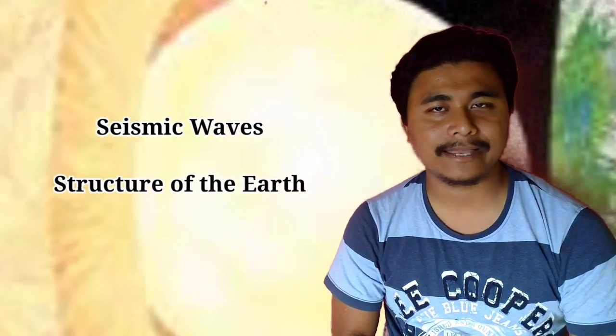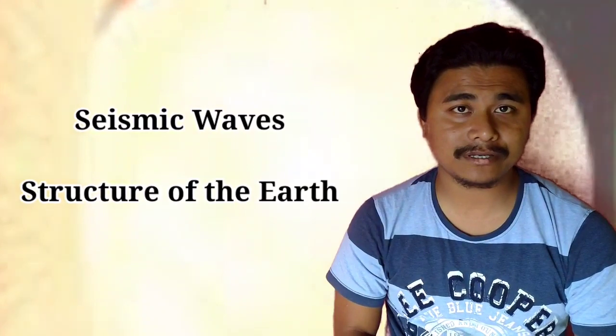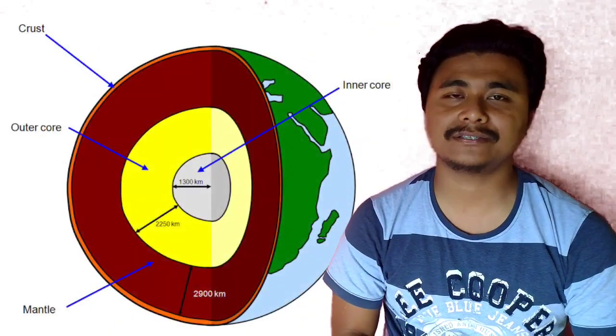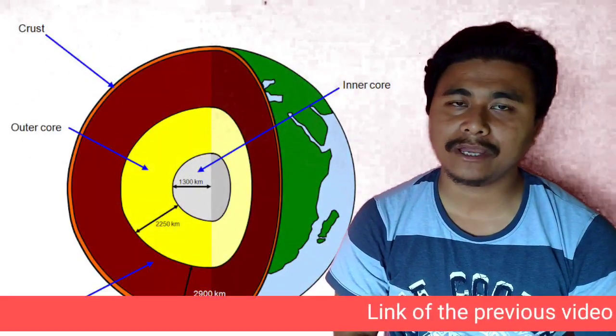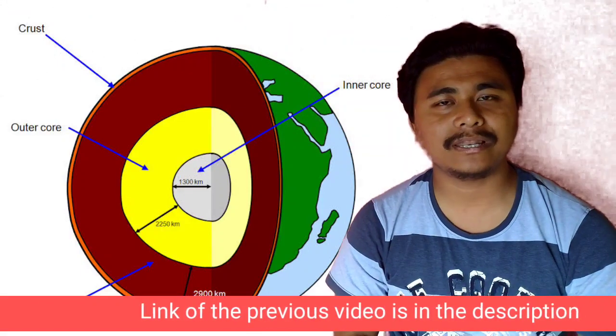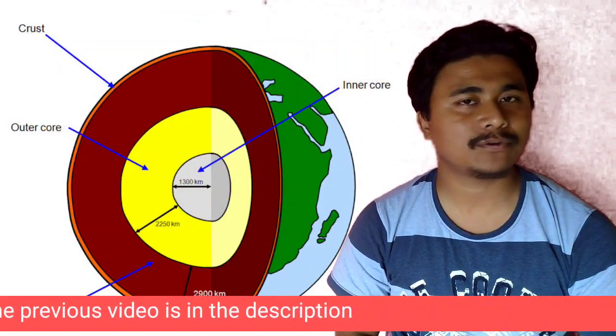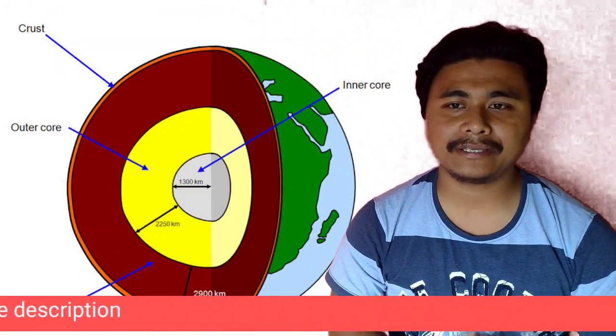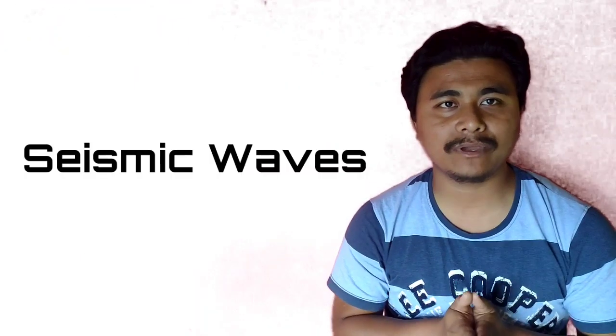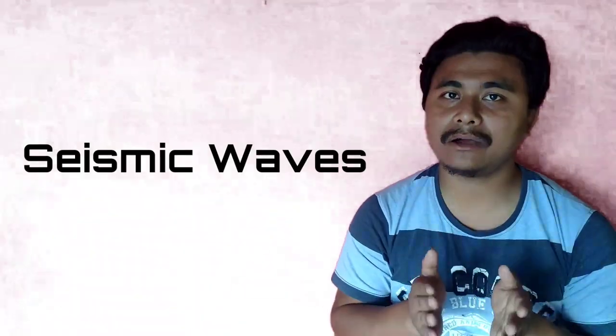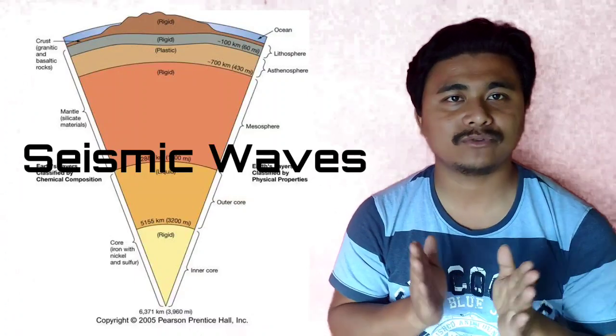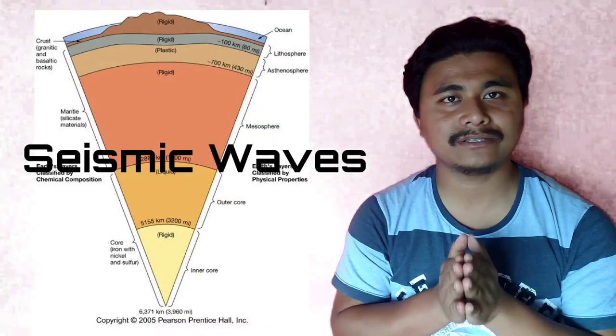The topic for today's video is seismic waves from the chapter structure of the earth. In the previous video we discussed the earth's structure, that is the crust, mantle and core. If you haven't seen the video, the link is given in the description. As I said, the topic for today is seismic waves, and we are going to learn how seismic waves help us to identify the different layers of the earth. So without much delay, let us start the video.